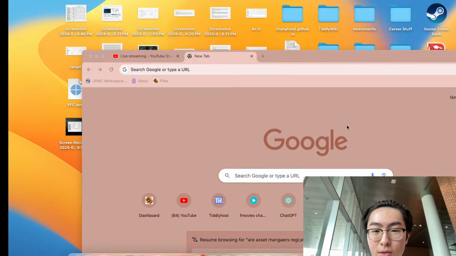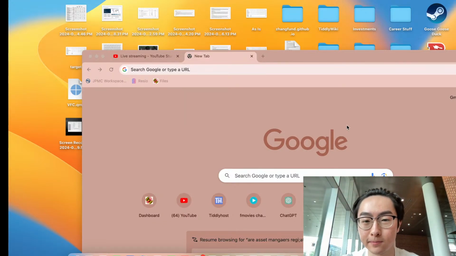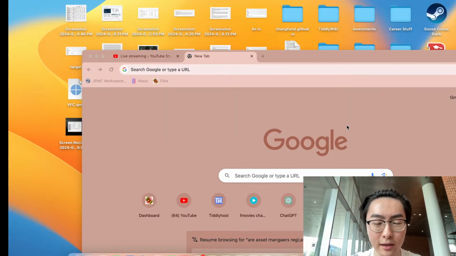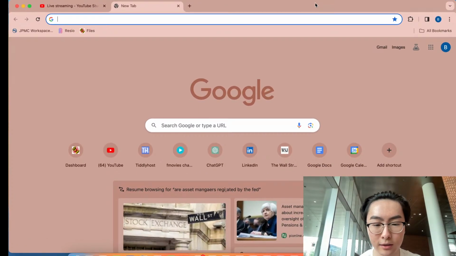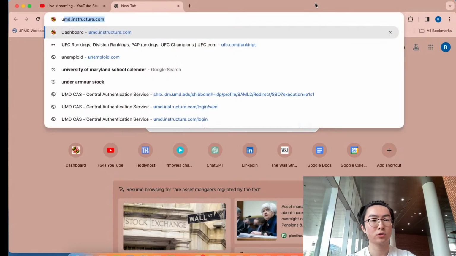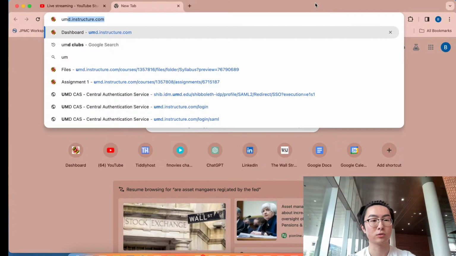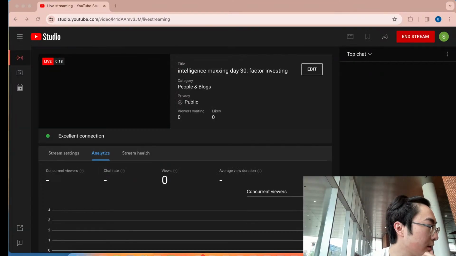This episode, I'm going to work on my portfolio management project, or I guess assignment, and it involves the idea of factor investing and also constructing efficient portfolios. Let me try to find the instructions. I'll do this in the other screen right now.